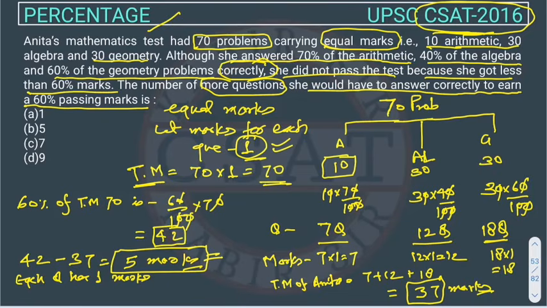So how many questions does she have to solve? Each question is 5 marks and we have to divide by 1 mark, so it will come out to the same 5 questions. So she has to solve 5 more questions to pass this exam. So the answer will be option B.